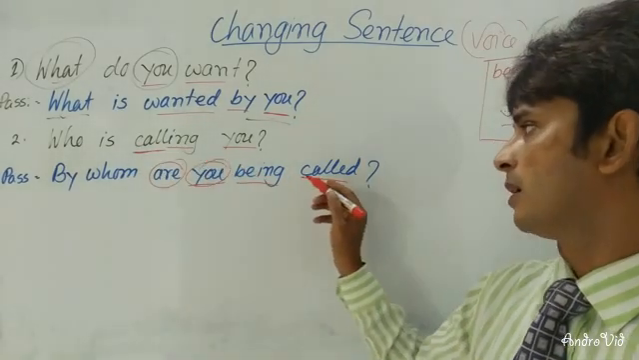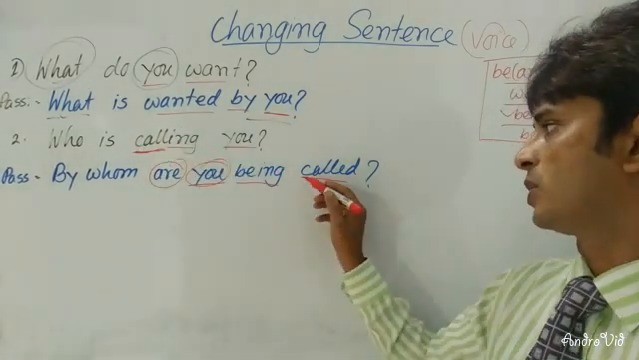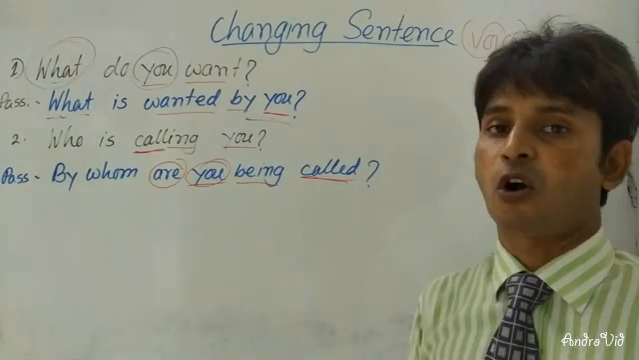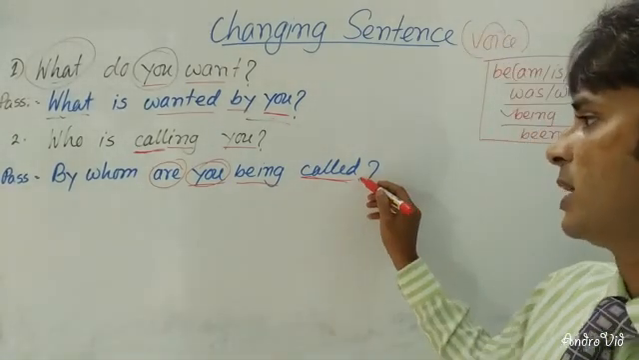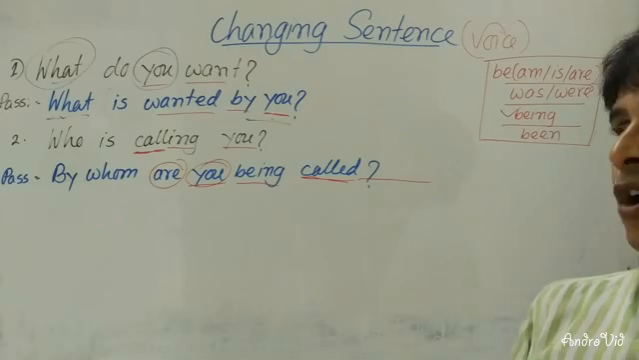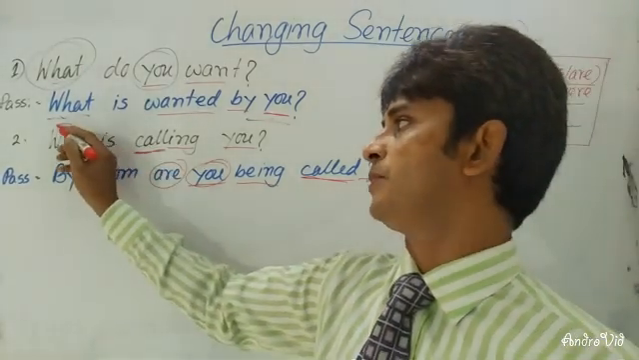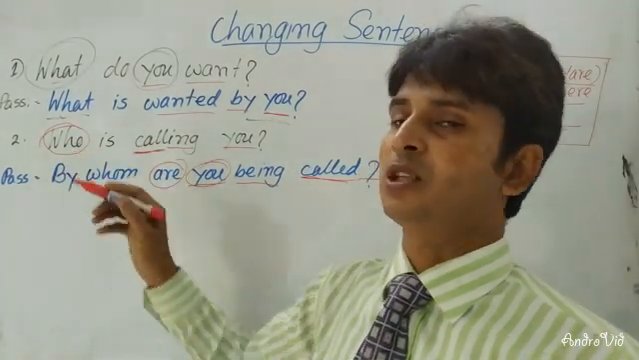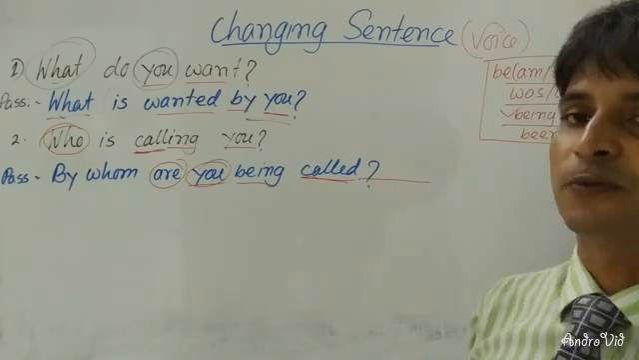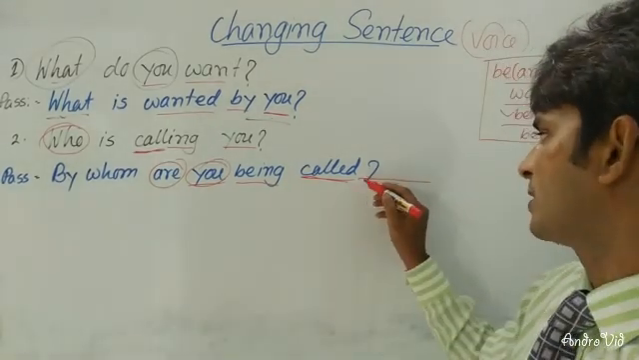Calling is the present form, so you will have to write the past participle form of the verb, called, and then you will have to write the preposition by, then the object of the subject. The subject is who, so the objective form will be whom. So you can write here by whom.